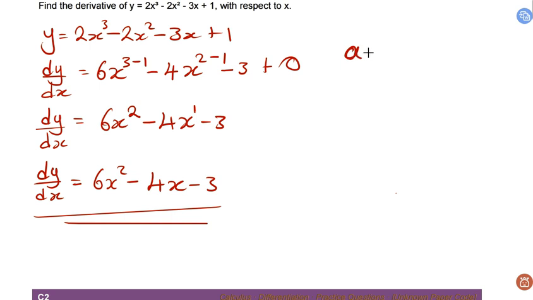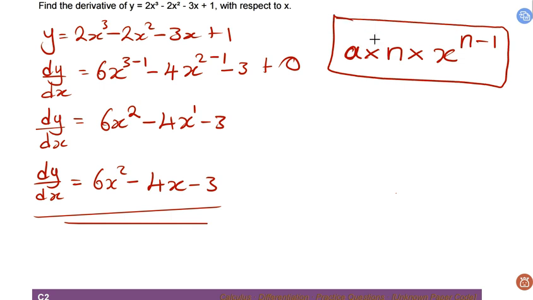We say a multiplied by n multiplied by x to the power n minus 1. When you master this, it will be very easy for you to deal with differentiation like that. So what do they mean? Here a is the coefficient, n is the power, and that power must be reduced by 1, and then x is the variable in this case.